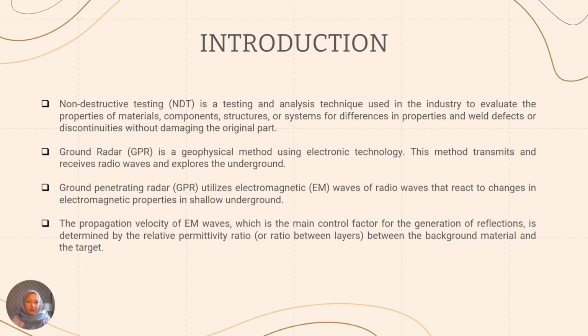Ground penetrating radar is the method that we have chosen. GPR is a geophysical method using electronic technology. This method transmits and receives radio waves and explores the underground. GPR utilizes electromagnetic (EM) waves of radio waves that react to changes in electromagnetic properties in the shallow underground. The propagation velocity of the EM wave, which is the main control factor for the generation of reflection, is determined by the relative permittivity ratio between layers, the background material and the target.